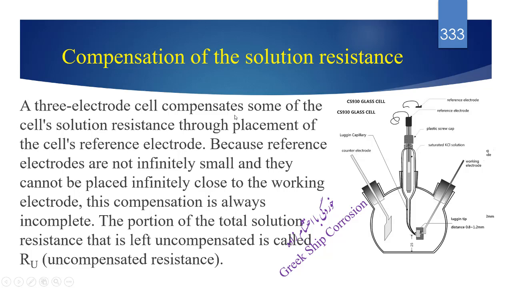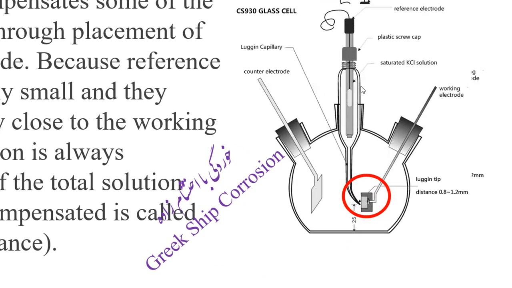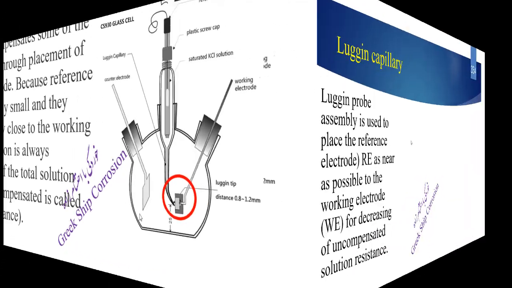A 3-electrode cell compensates some of the cell's solution resistance through placement of the cell's reference electrode. Because reference electrodes are not infinitely small and they cannot be placed infinitely close to the working electrode, this compensation is always incomplete. The portion of the total solution resistance that is left uncompensated is called Ru, or uncompensated resistance. Counter electrode, reference electrode, working electrode.